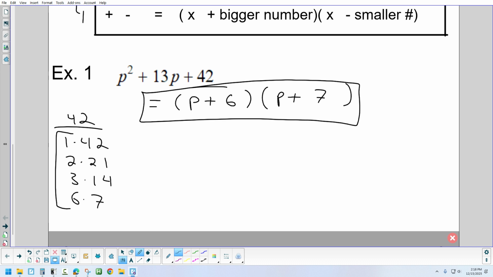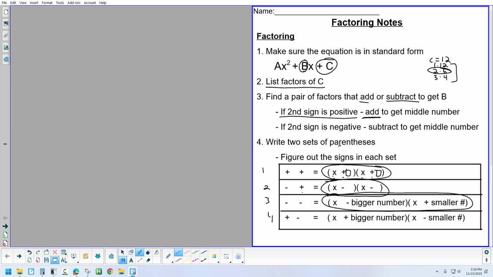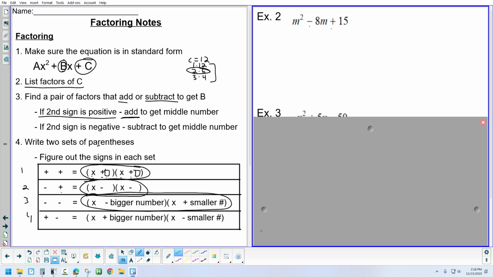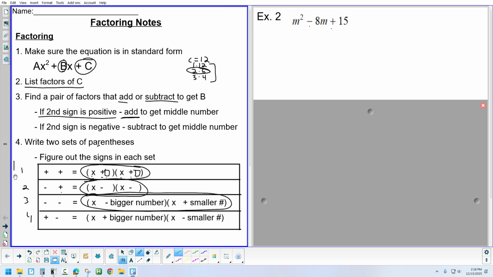Okay, let's try example 2. Okay, so example 2. What's our first sign in example 2? Minus. What's our second sign? Positive. So what row are we going to use from over here? Second row. Minus, positive. So that tells you to write this down right away. X minus, X minus.